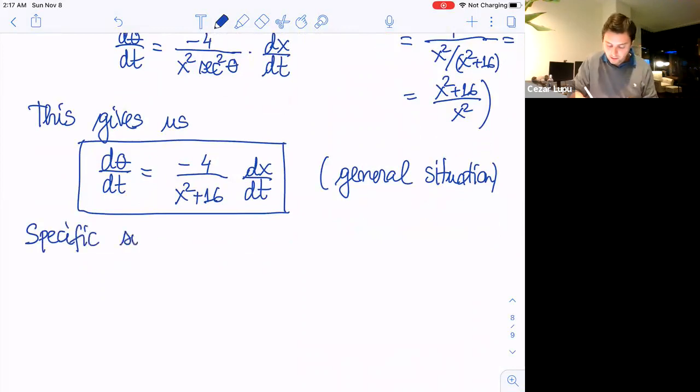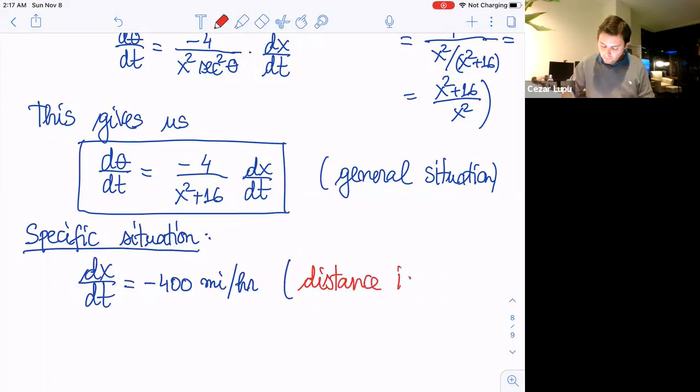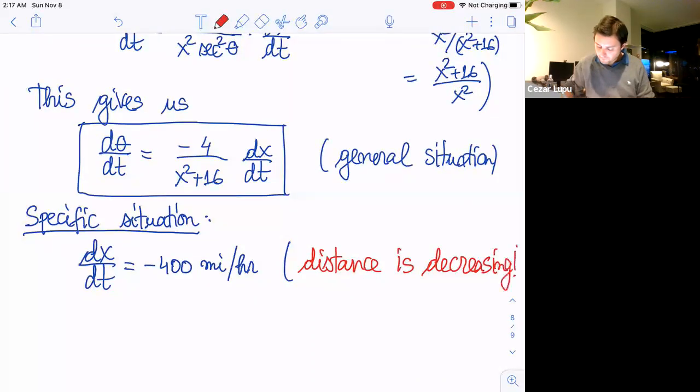so we know that, for the specific situation, and this is very important, I want you to pay attention here. dx over dt is negative 400 miles per hour. And why is that negative over there? This is an important question. Well, it's because the distance is decreasing. That's important. That's why we have this negative sign here.